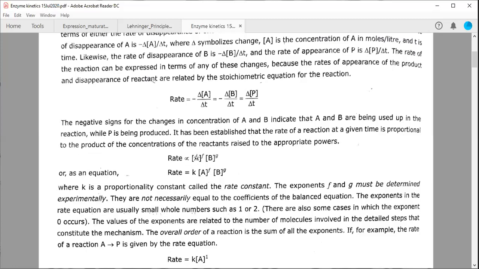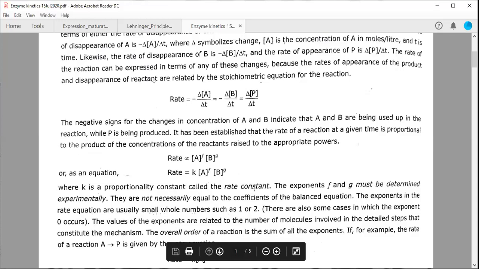So there are two substrates, and you will raise their concentrations to the powers given by the values before A or B. So the rate is directly proportional. If you remove this proportional sign, so it is equal to, you will put a value K. This is a proportionality constant, and this is called the rate constant K.